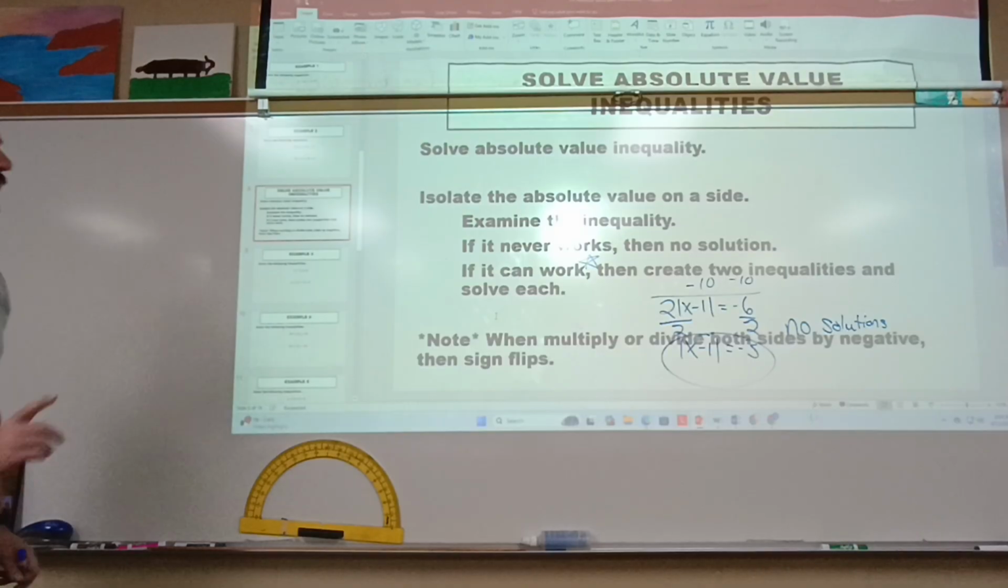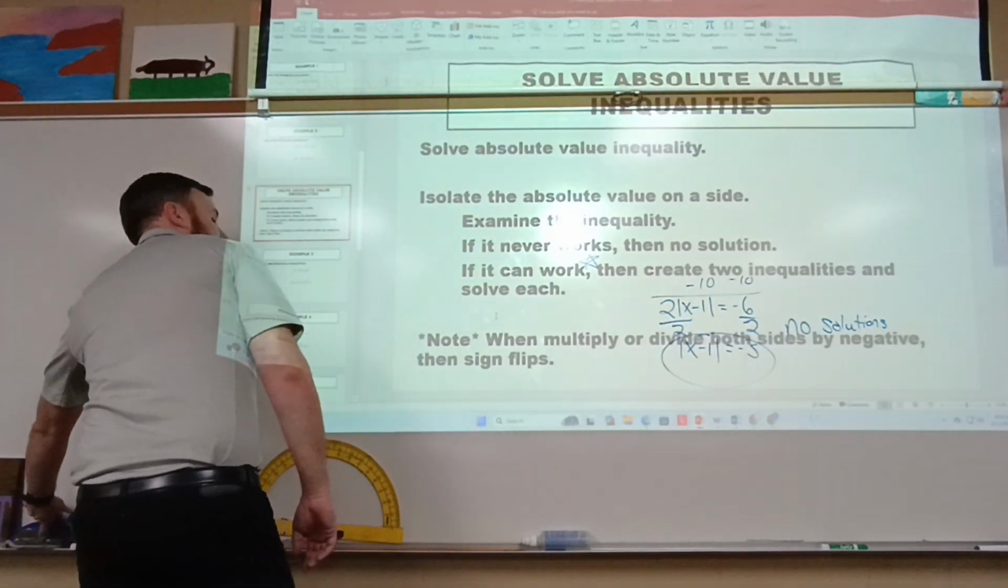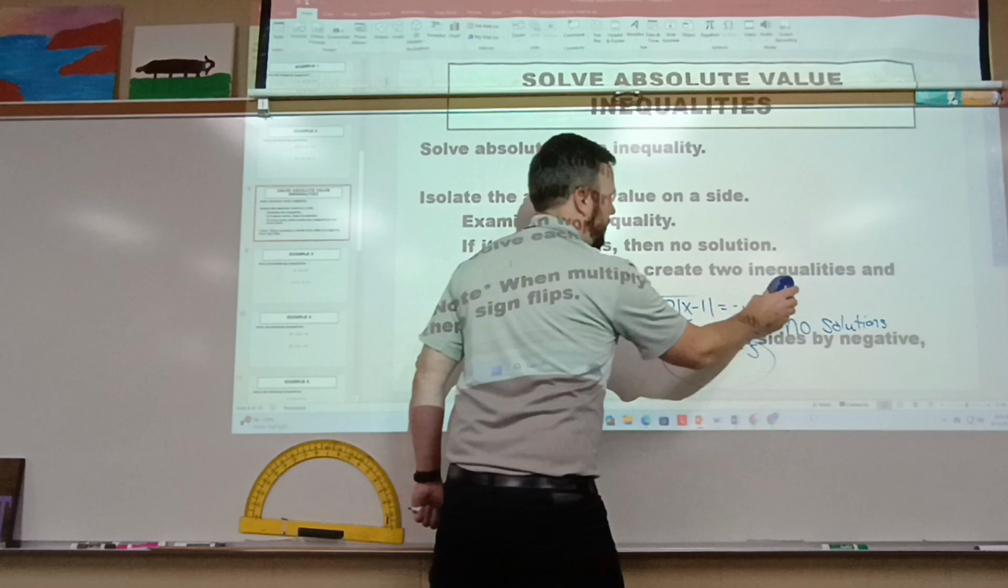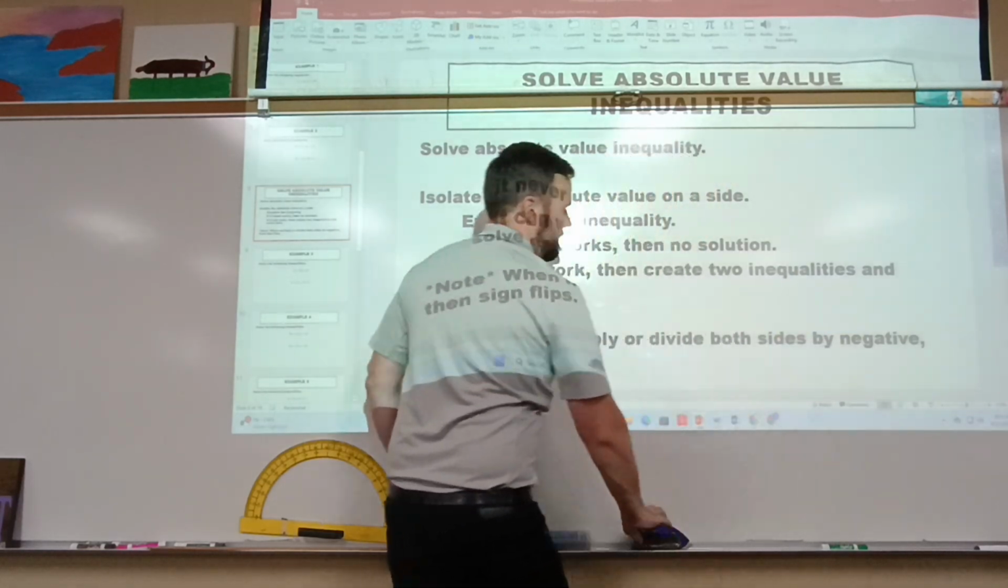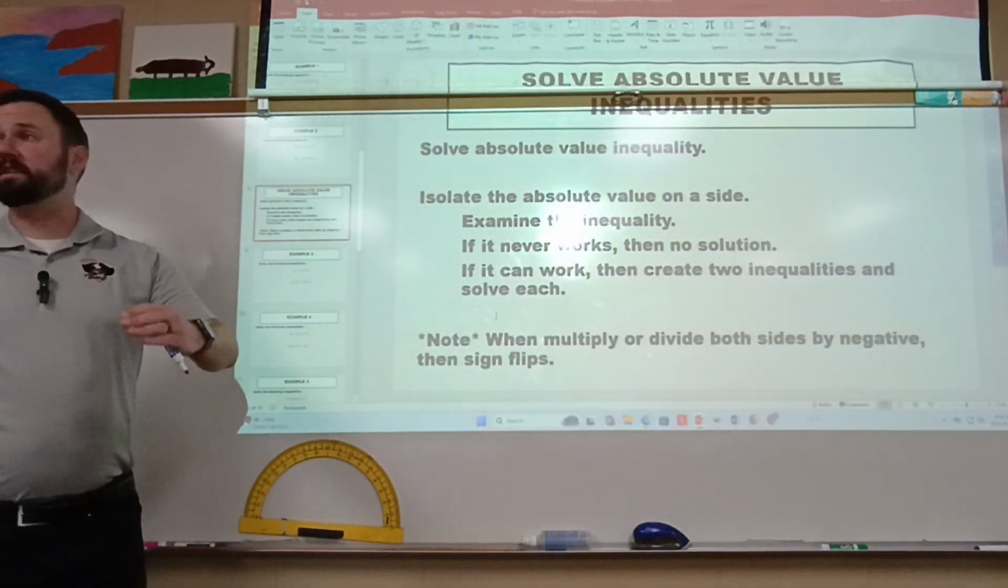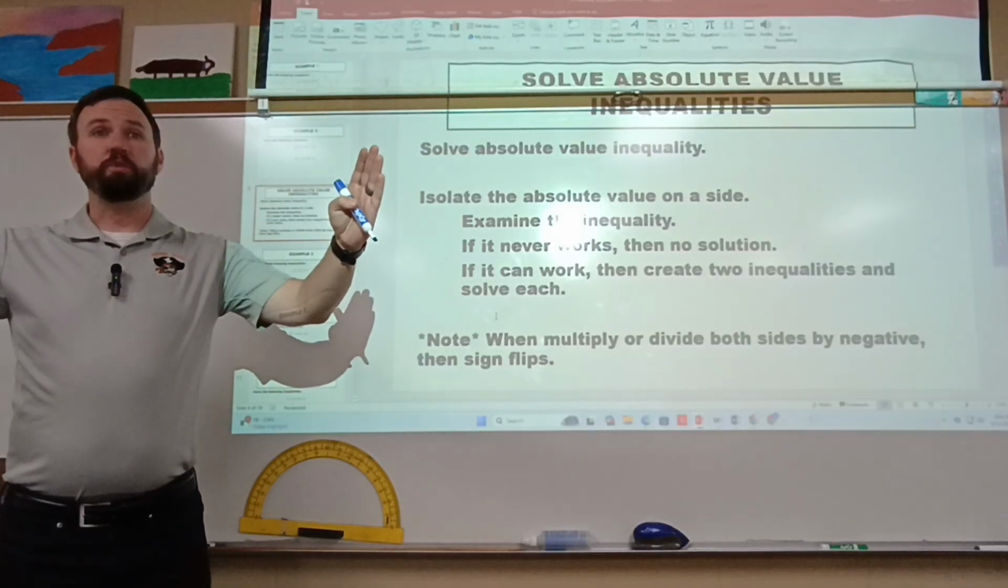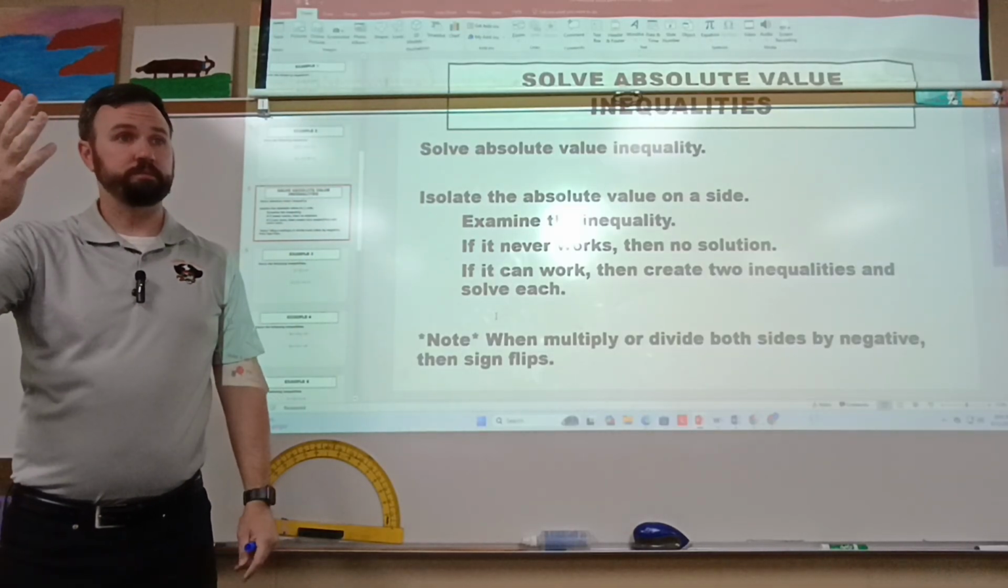All right, how do you solve inequalities? Inequalities are the exact same way as equalities. We're going to set up 2 equations, one positive, one negative. But the negative one, we flip the sign, okay?